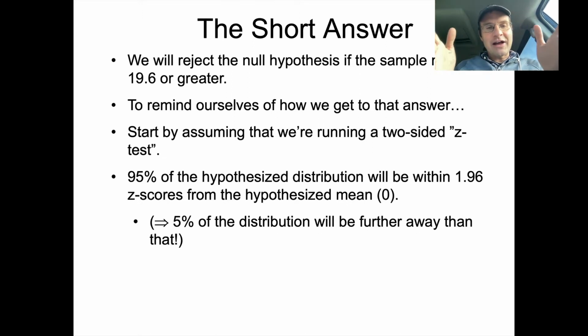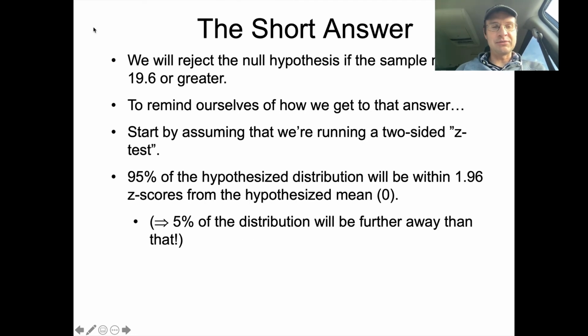And so remember that 95% of the hypothesized distribution is going to be within 1.96 z-scores from the hypothesized mean, which is 0. So this is that old 68%, 95%, 99.7% rule for normal distributions, except we're tweaking it a little bit. It's not 2 standard deviations are within 95%. It's 1.96, technically speaking, but it's almost 2. So 95% of our distribution is going to be within those 1.96 z-scores from this hypothesized mean, which is 0. And on either side of that, we're going to get the remaining 5% of the distribution.